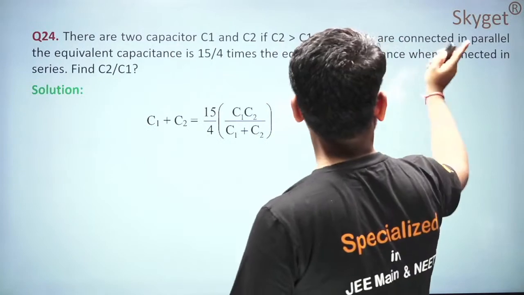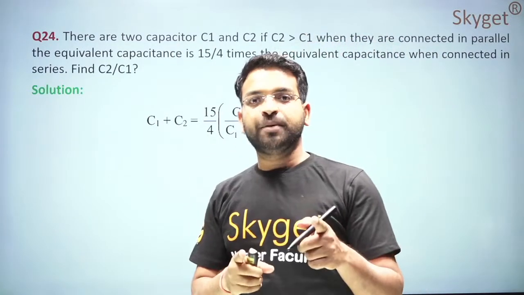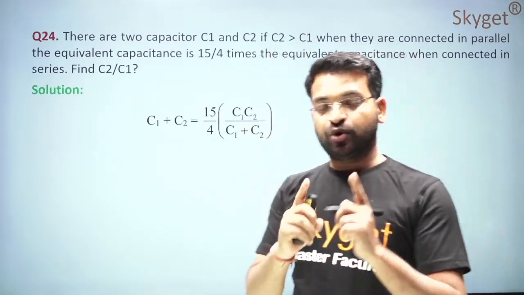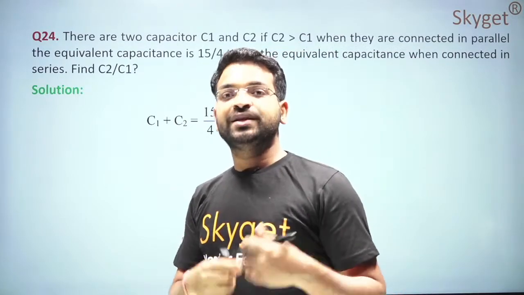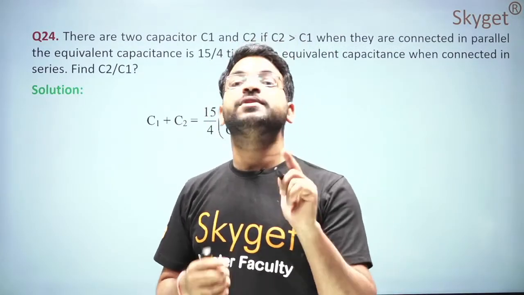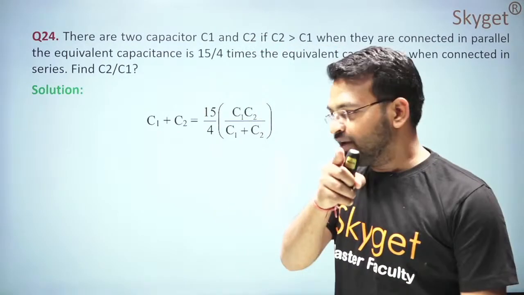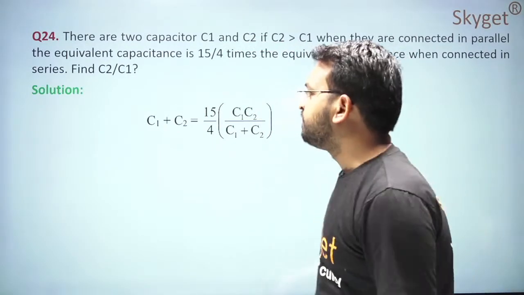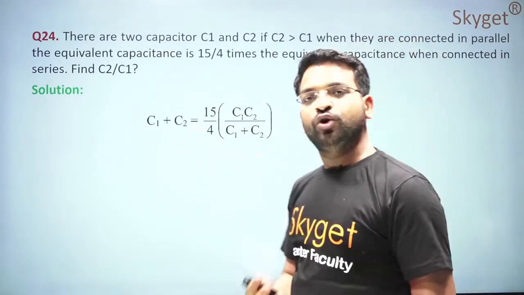They have given C1, C2, connected in parallel. What is the equivalent in parallel? C1 plus C2. What in series? 1 over C1 plus 1 over C2. So when you find the equivalent, that will be C1 C2 over C1 plus C2. Simple resistance formula, I know you know that. Okay, so C1 plus C2 equal to 15 over 4.